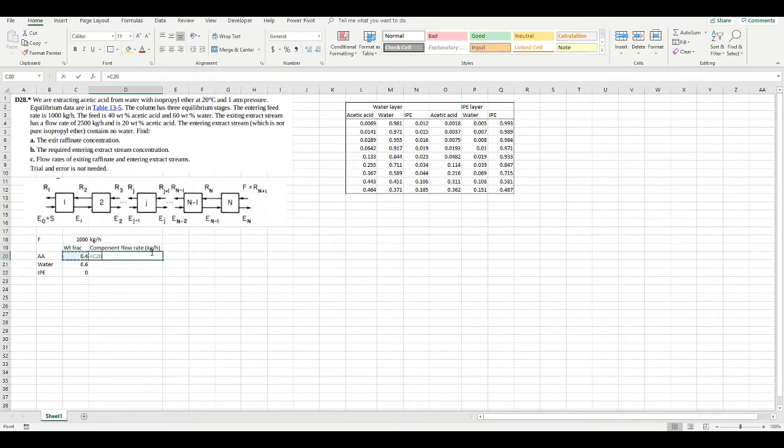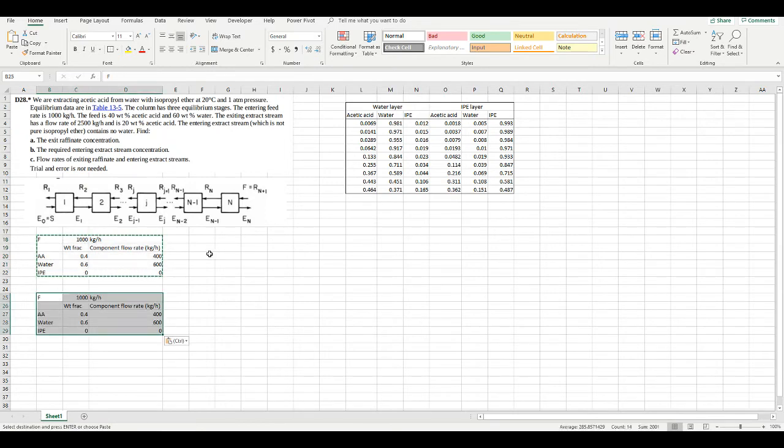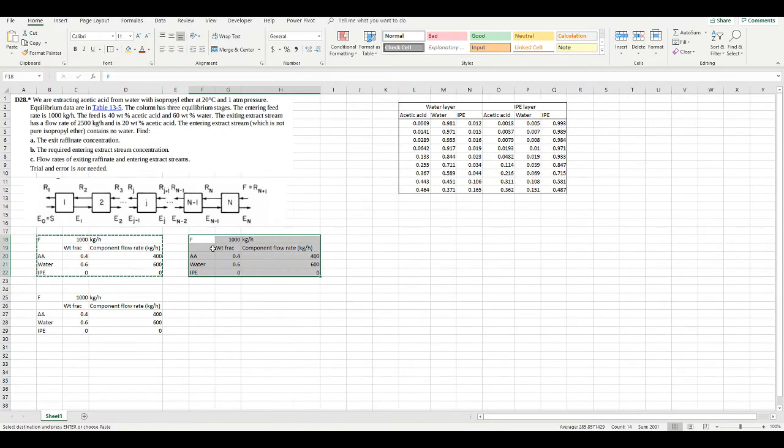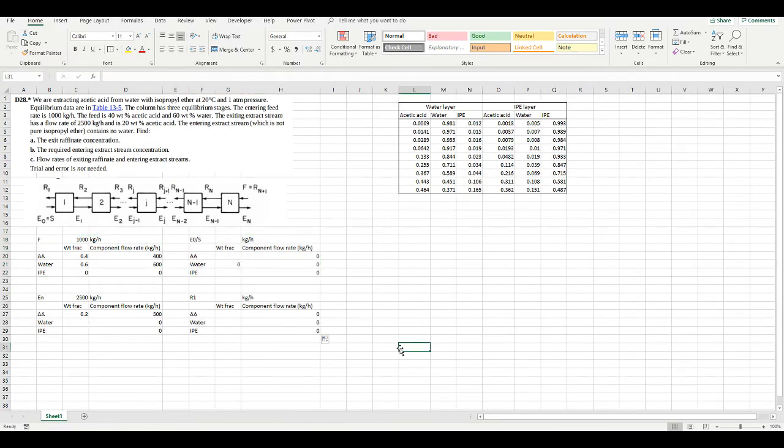So this is going to be 1,000 kilograms per hour times the corresponding weight fraction. And now we can do this for every other stream. So we're primarily interested in the entering and exiting stream, since those are the concentrations and flow rates we need to find. So let's just copy paste this table for every other stream. Now the next step is to simply draw our equilibrium diagram.